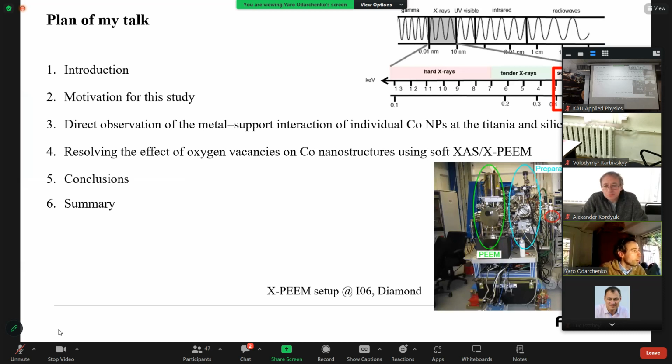Just let's say the plan of my talk: I will introduce myself. I will also talk about the motivation for this study, and I will show you the results we got using soft X-ray spectroscopy and also electron microscopy, and I will come to conclusions, a summary, and acknowledgements.